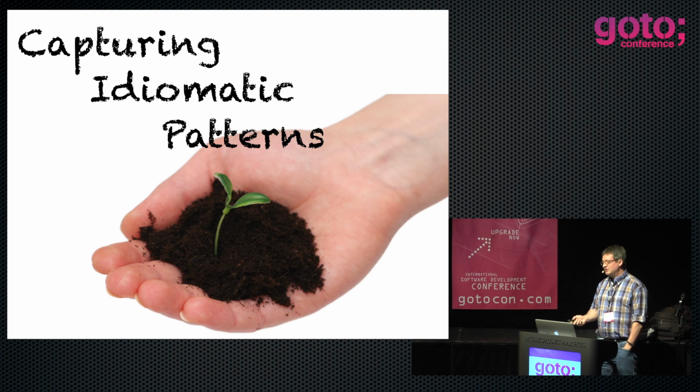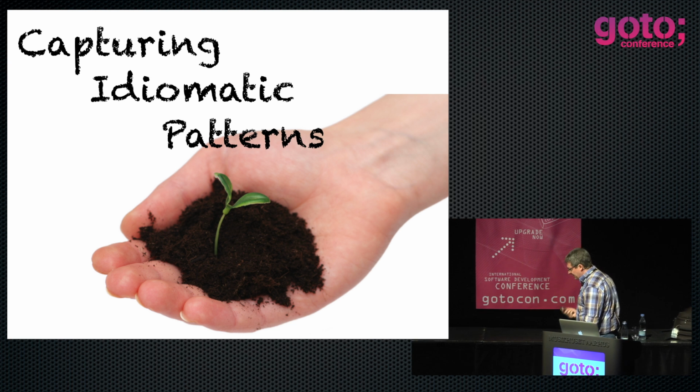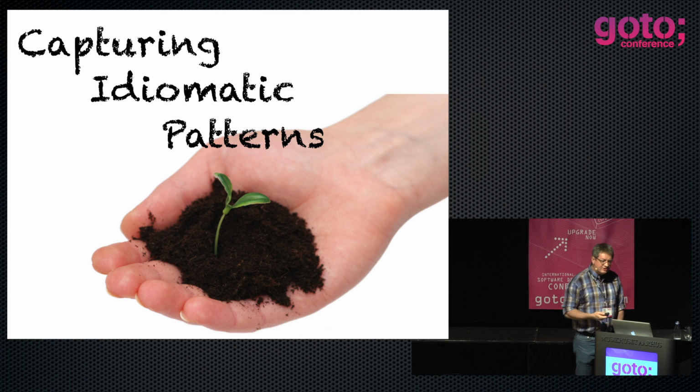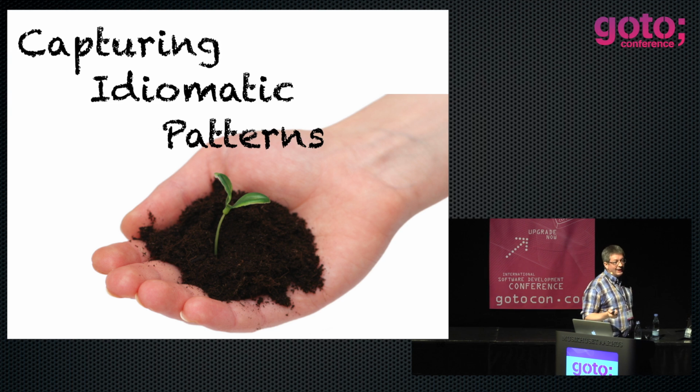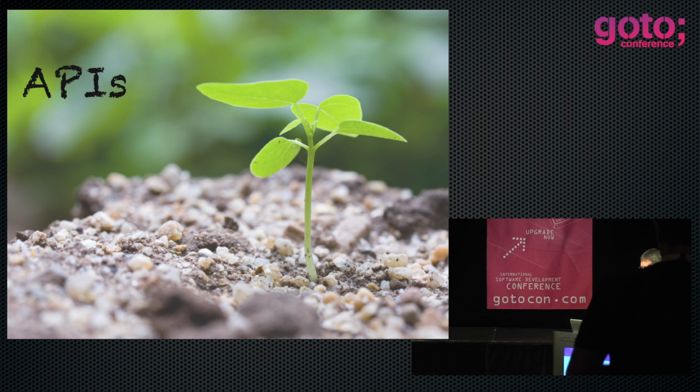So once you've found these things, what do you do with them? How do you capture them? And there are a couple of easy ways to do this. One easy way to do this is just capture it as an API. This is the simplest way. This is the unit of how you capture things in the Java world.